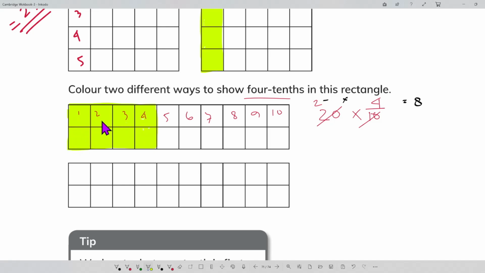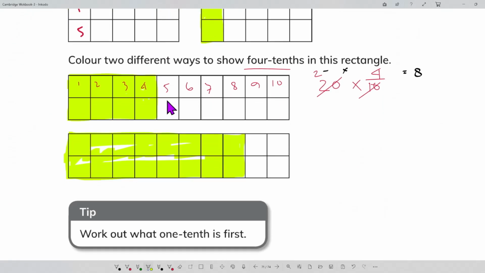Our target is to make two different ways. Another way we can do is 1 to 8, 4, 5, 6, 7, 8. So here we colored a total of 8. This is number 5, done.